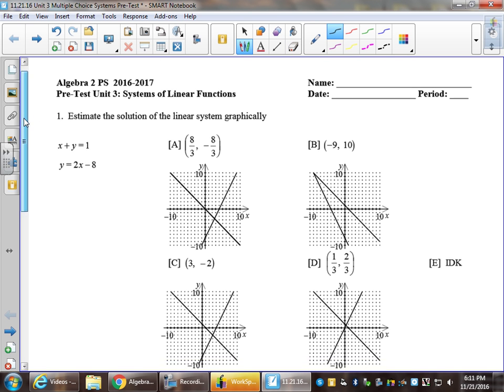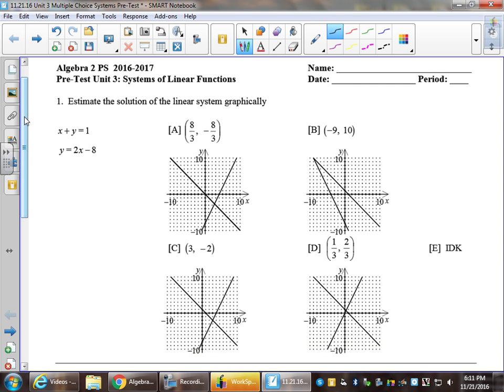Hi everybody, this is study guide number 2 or number 1, depending on which one you did first. We have one study guide that is meant to help you get ready for the open-ended portion of the test. This one is specifically meant to help you get ready for the multiple choice part. So the multiple choice questions tomorrow will look very similar to this set. So if we do well on this set, it predicts hopefully a good score on tomorrow's multiple choice section. So taking a look at number 1, it says to estimate the solution of the linear system graphically.